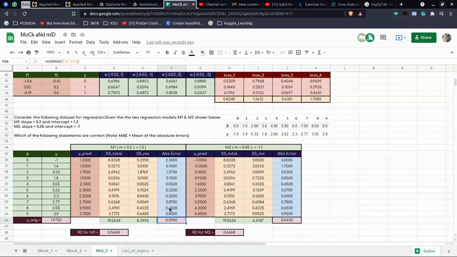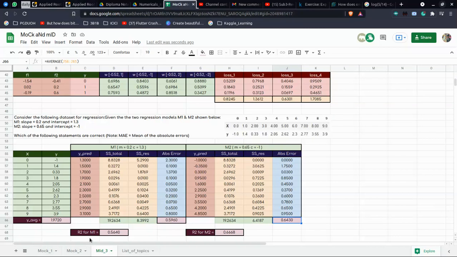You take the sum of all absolute errors, and the average of this absolute error is nothing but MAE, mean absolute error. Similarly for M2. So from this it is clear that the mean absolute error of M2 is higher than M1, right?